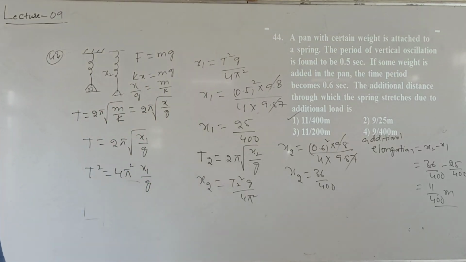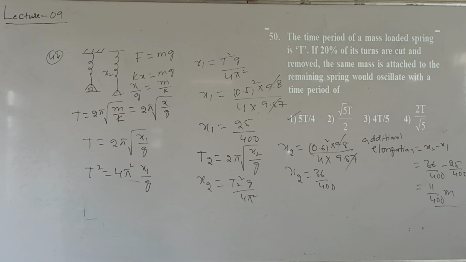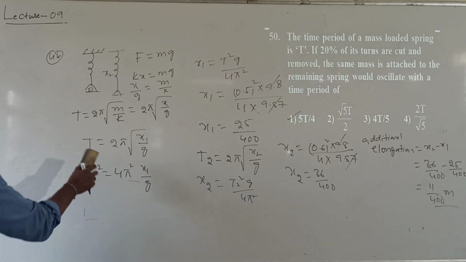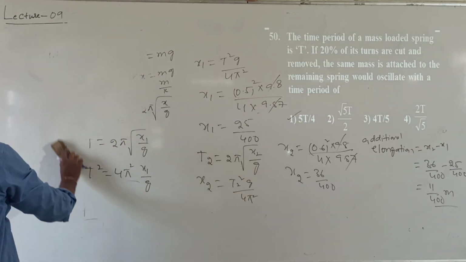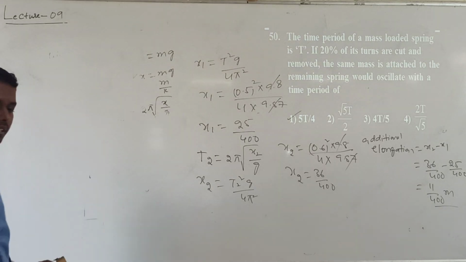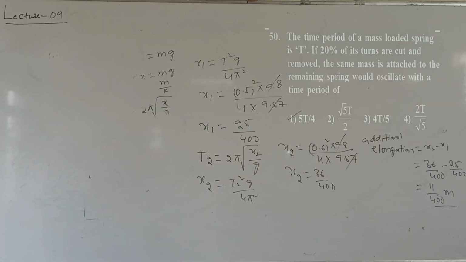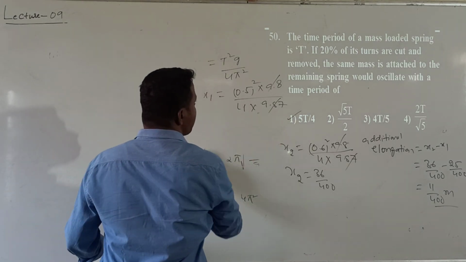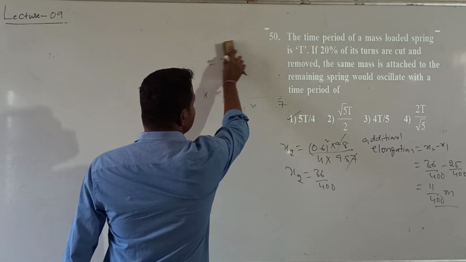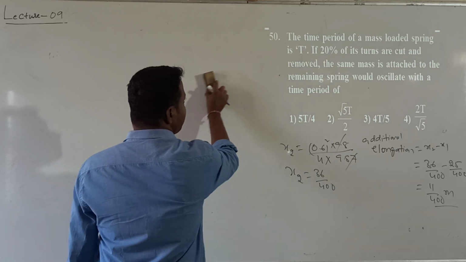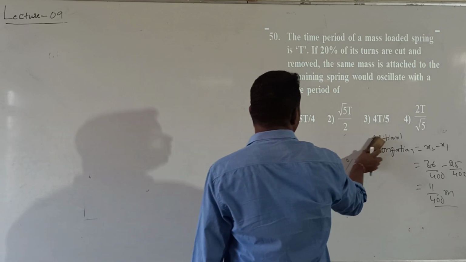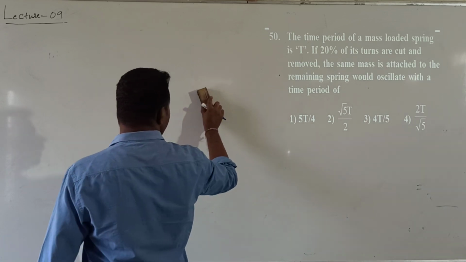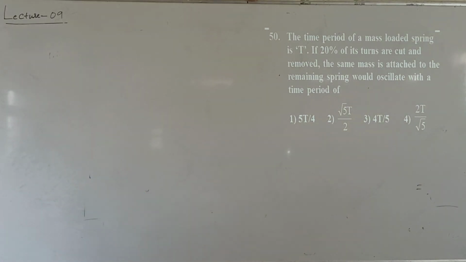This is question number 44. Next. After question number 44, question number 50. So what is this question number 50? The time period of a mass loaded spring is T. If 20% of its turns are cut and removed, and the same mass is attached, the remaining spring will oscillate with what time period?